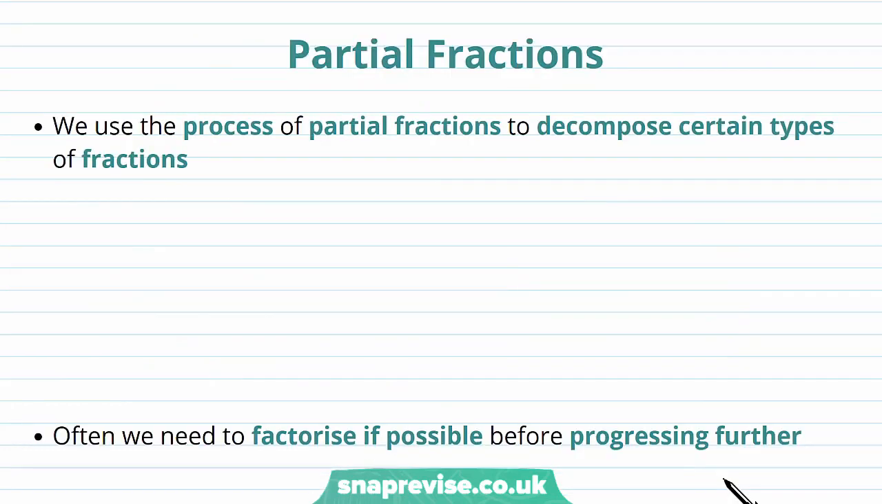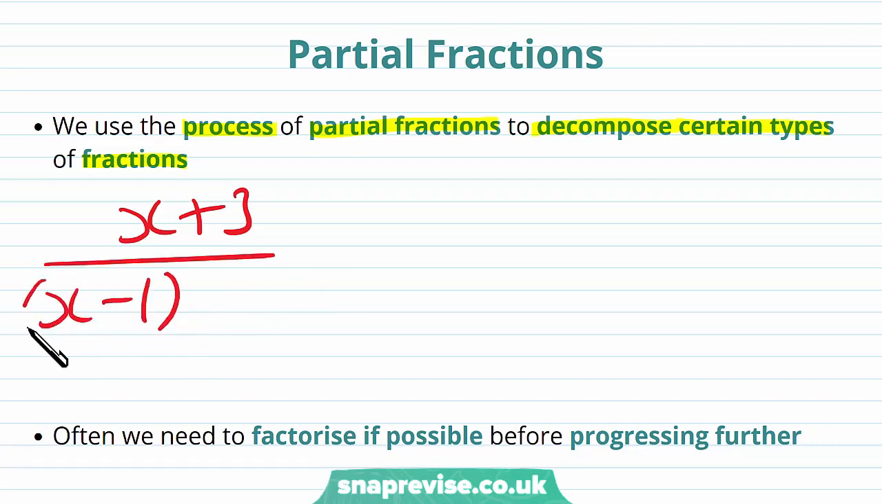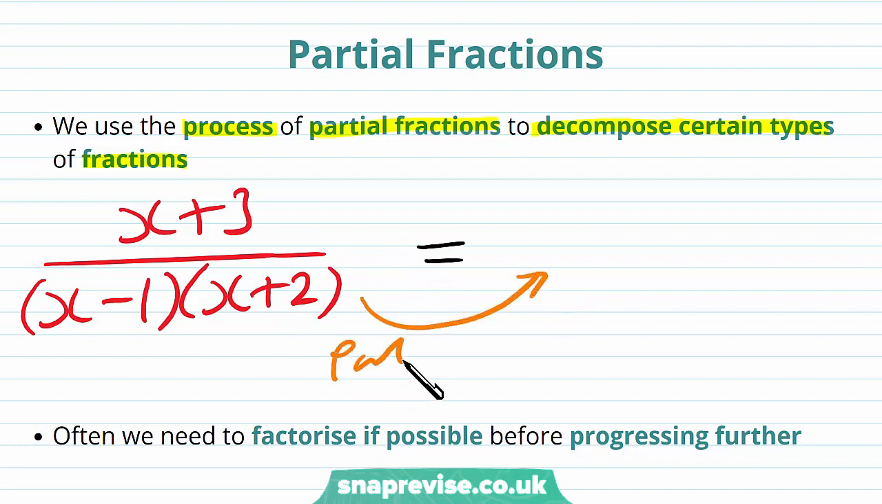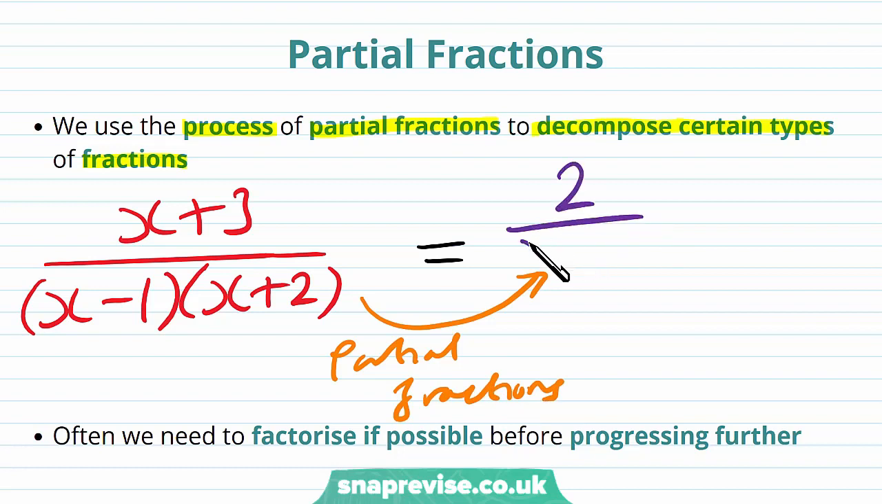So what exactly is the method of partial fractions? We can use the process of partial fractions to decompose certain types of fractions. Again, let's say we had a fraction x plus 3 divided by x minus 1 multiplied by x plus 2. We can use the method of partial fractions. This will become 2 over x minus 1 minus 1 over x plus 2.